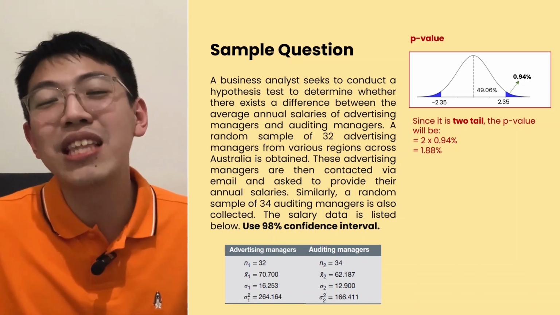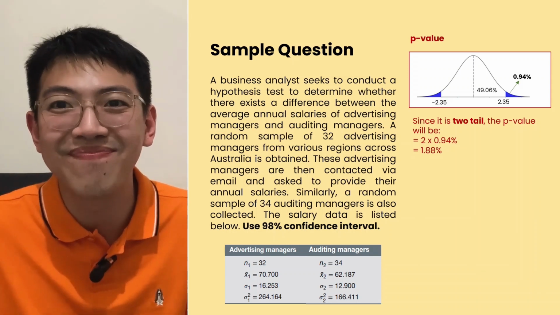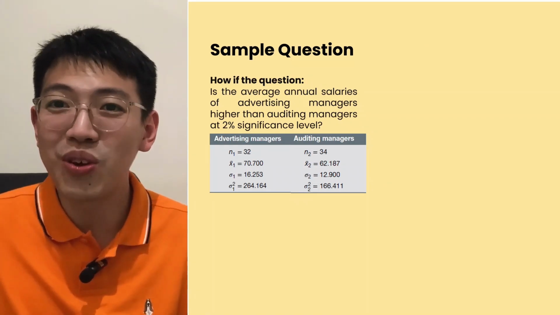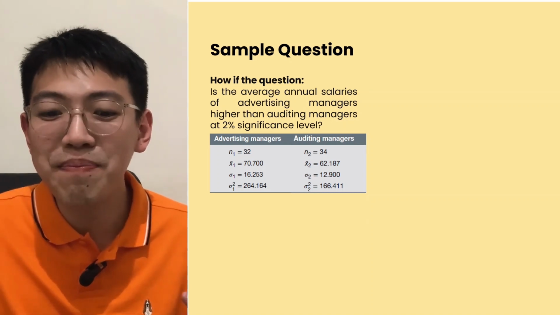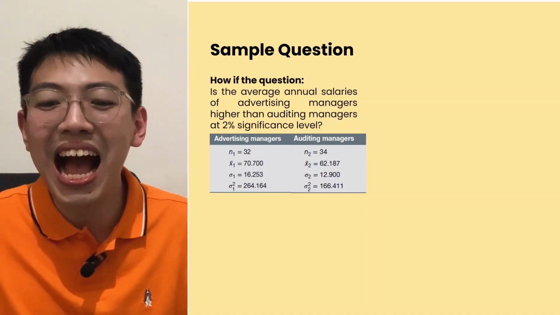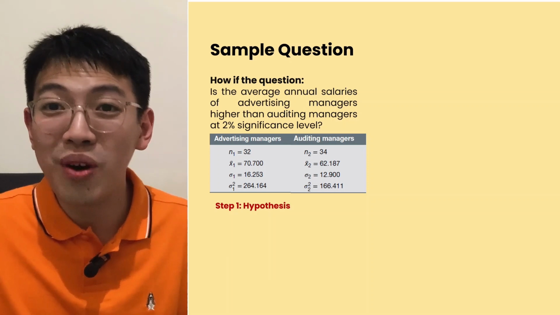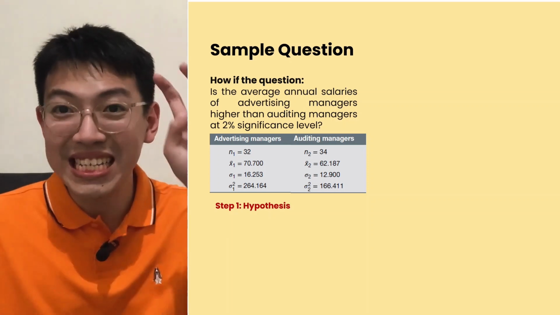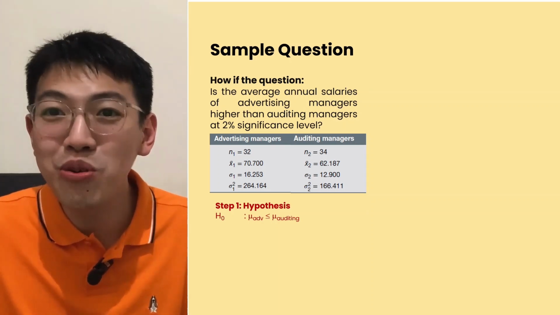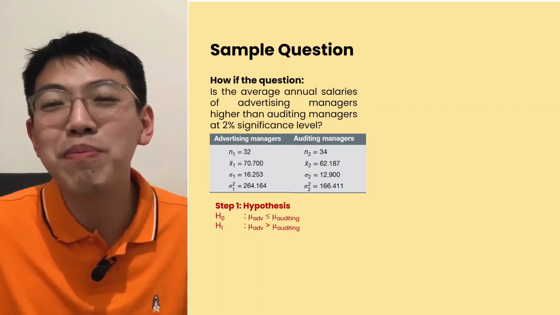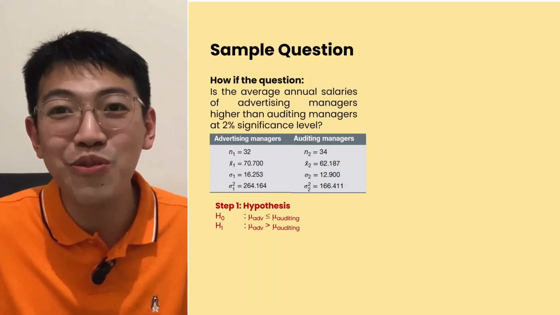By the way, as I mentioned in the previous video, for the Z critical, you can also use Microsoft Excel to find it. The next one, how if I change the question to be like this? Is the average annual salary of advertising managers higher than auditing managers at 2% significance level? So we will use a one-tail test because the keyword is higher. The H0 will be mu advertising is less than or equal to mu auditing, while the H1 will be mu advertising is higher or larger than mu auditing, since the keyword is higher.